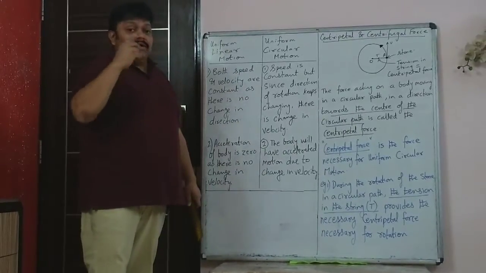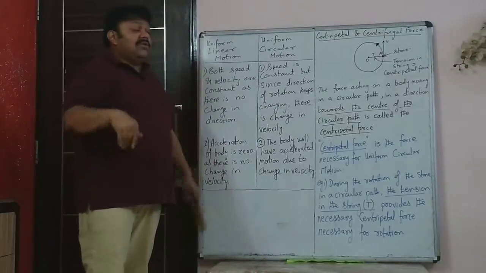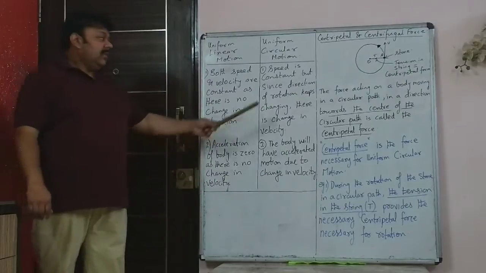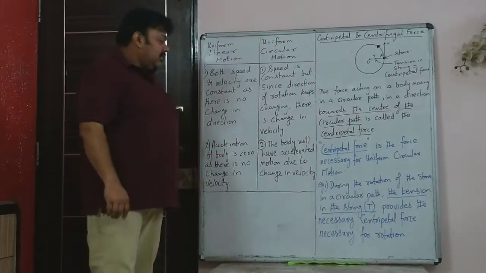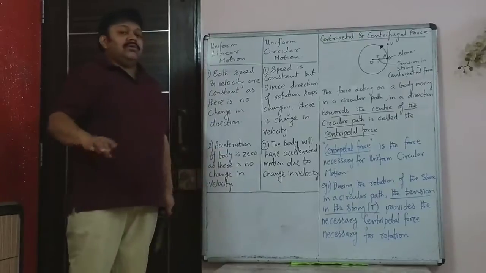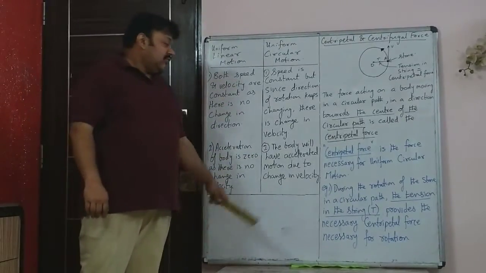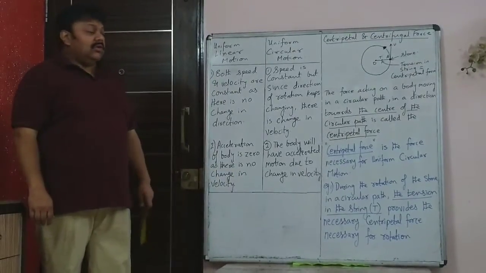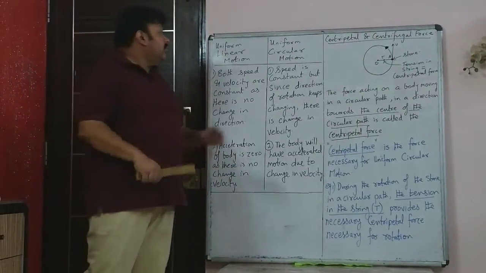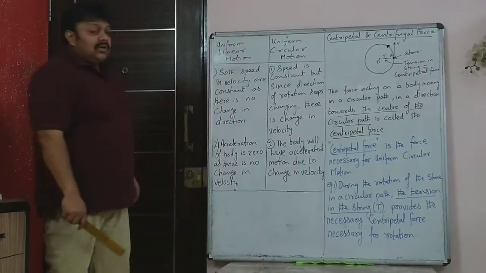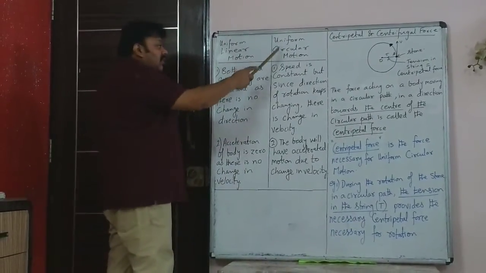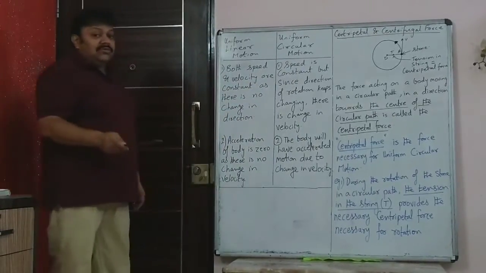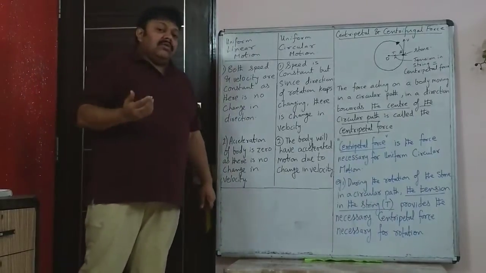The stone was rotating at a constant speed, but the direction keeps changing. So there is a change in velocity. Since the direction keeps changing, there is a change in velocity, and the change in velocity will result in acceleration. The body will have accelerated motion due to change in velocity. So understand the difference between uniform linear motion and uniform circular motion. In uniform circular motion, only the speed is constant, but the direction keeps changing, so there is change in velocity.